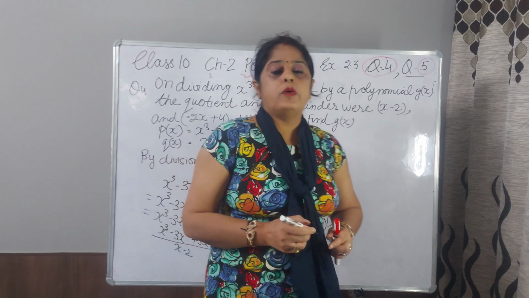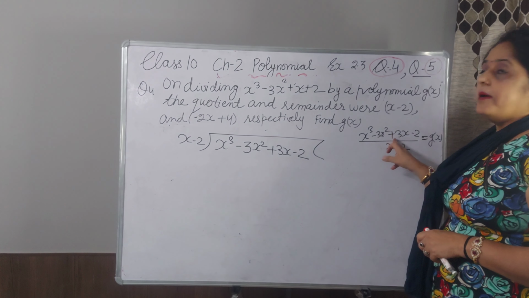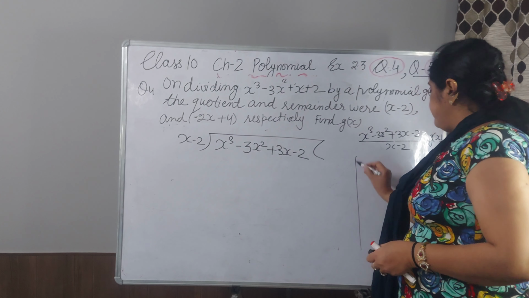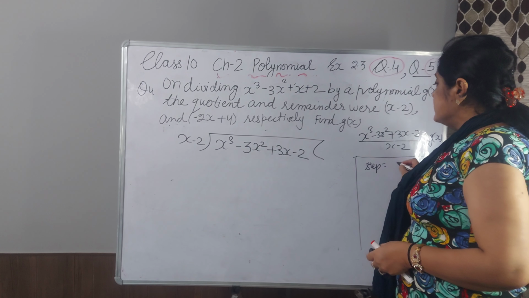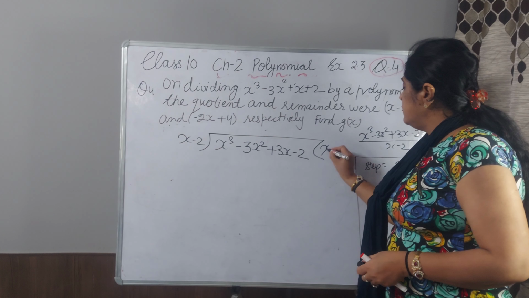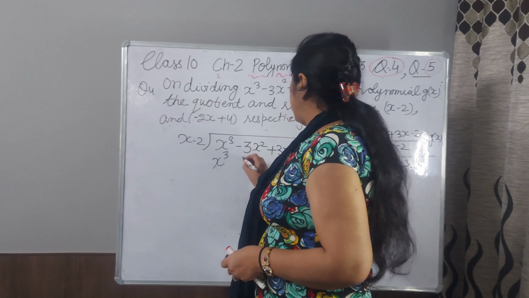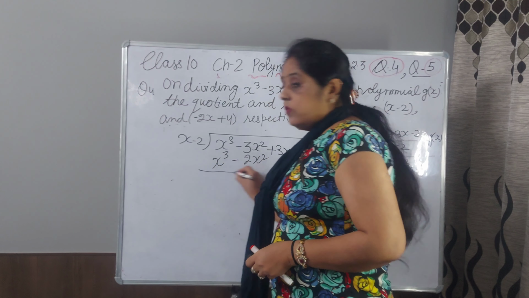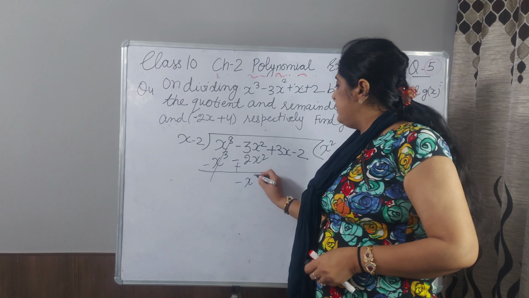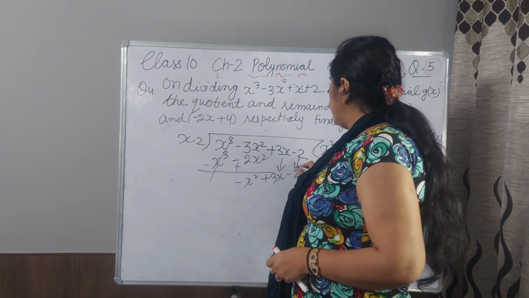Now we will do long division to get our gx. Our gx is equal to x cube minus 3x square plus 3x minus 2 divided by x minus 2, and now we are dividing. Step 1, x cube, dividend first term, divided by this divisor first term, you will get x square. X square you will write here. Now this x square multiplied by this divisor will be x cube minus 2x square. Now change the sign, minus, and this will be plus, this will be cancelled. Here minus x square will be left. Plus 3x minus 2. These two we have carried from here.